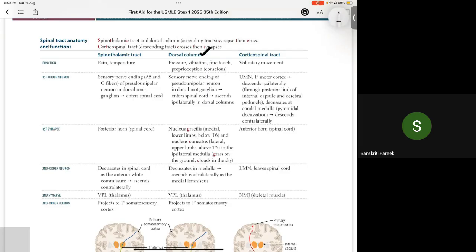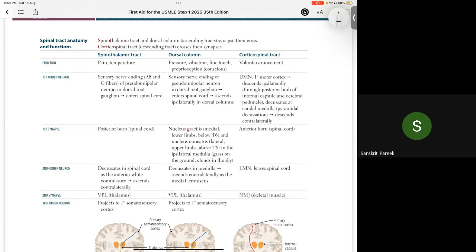We have the dorsal column. It's responsible for modern sensation, pressure, vibration, fine touch, proprioception. I'm going to read First Aid, and wherever you have a problem, you are going to tell me. Imagine what I just told you, right? Pressure, vibration, fine touch, proprioception.